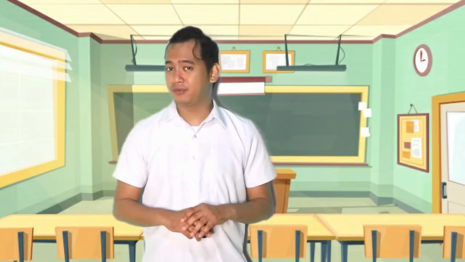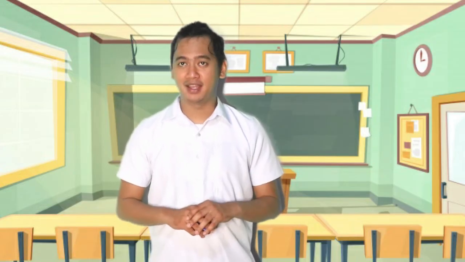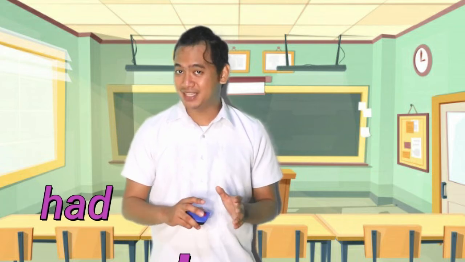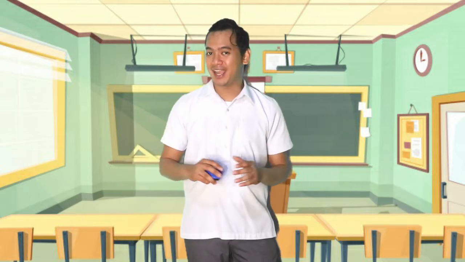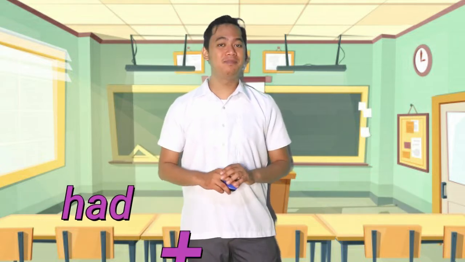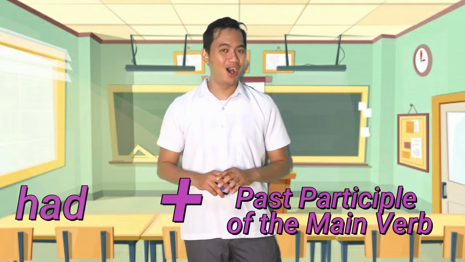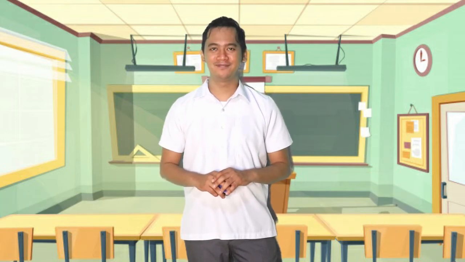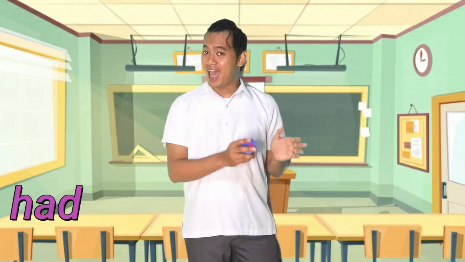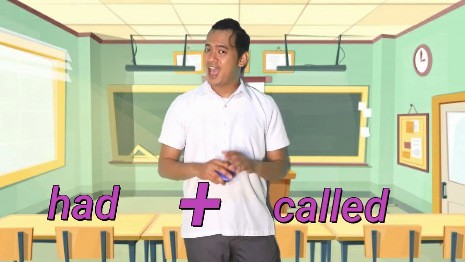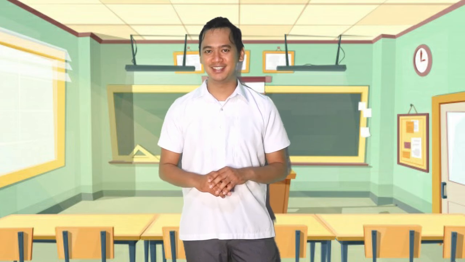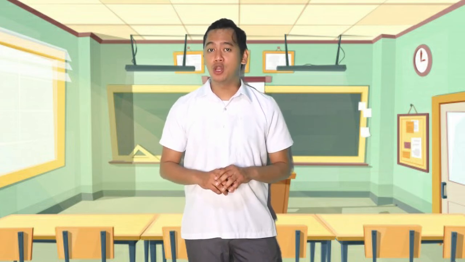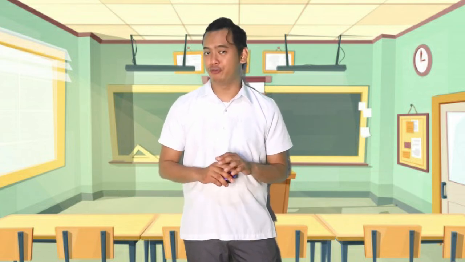In forming the past perfect tense, remember this formula. Past perfect tense is formed by simply combining had with the past participle of the main verb. It should be like this: had plus the past participle of the main verb. For example, had called. Had called is called a verb phrase. This is an example using the past perfect tense of verb.